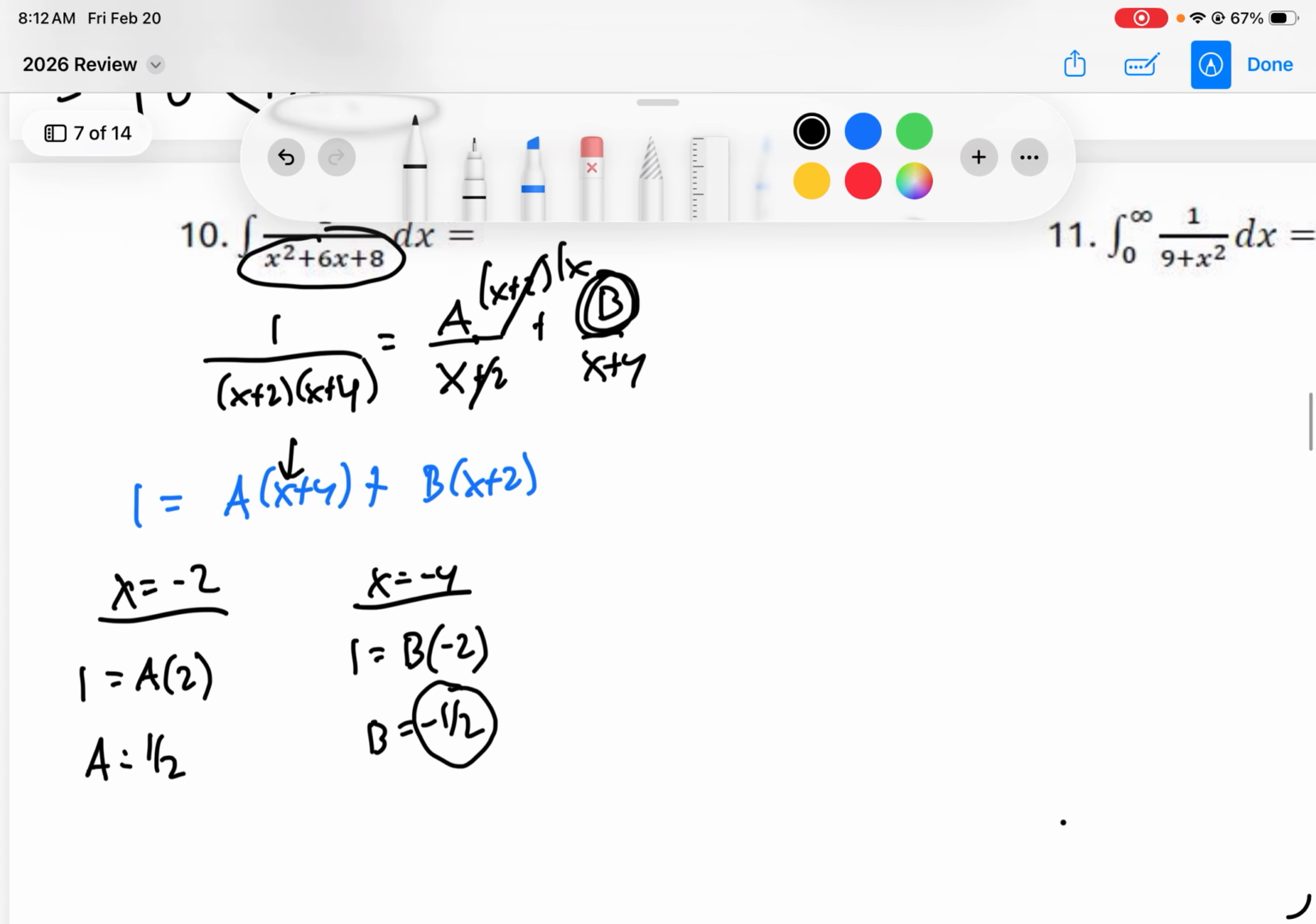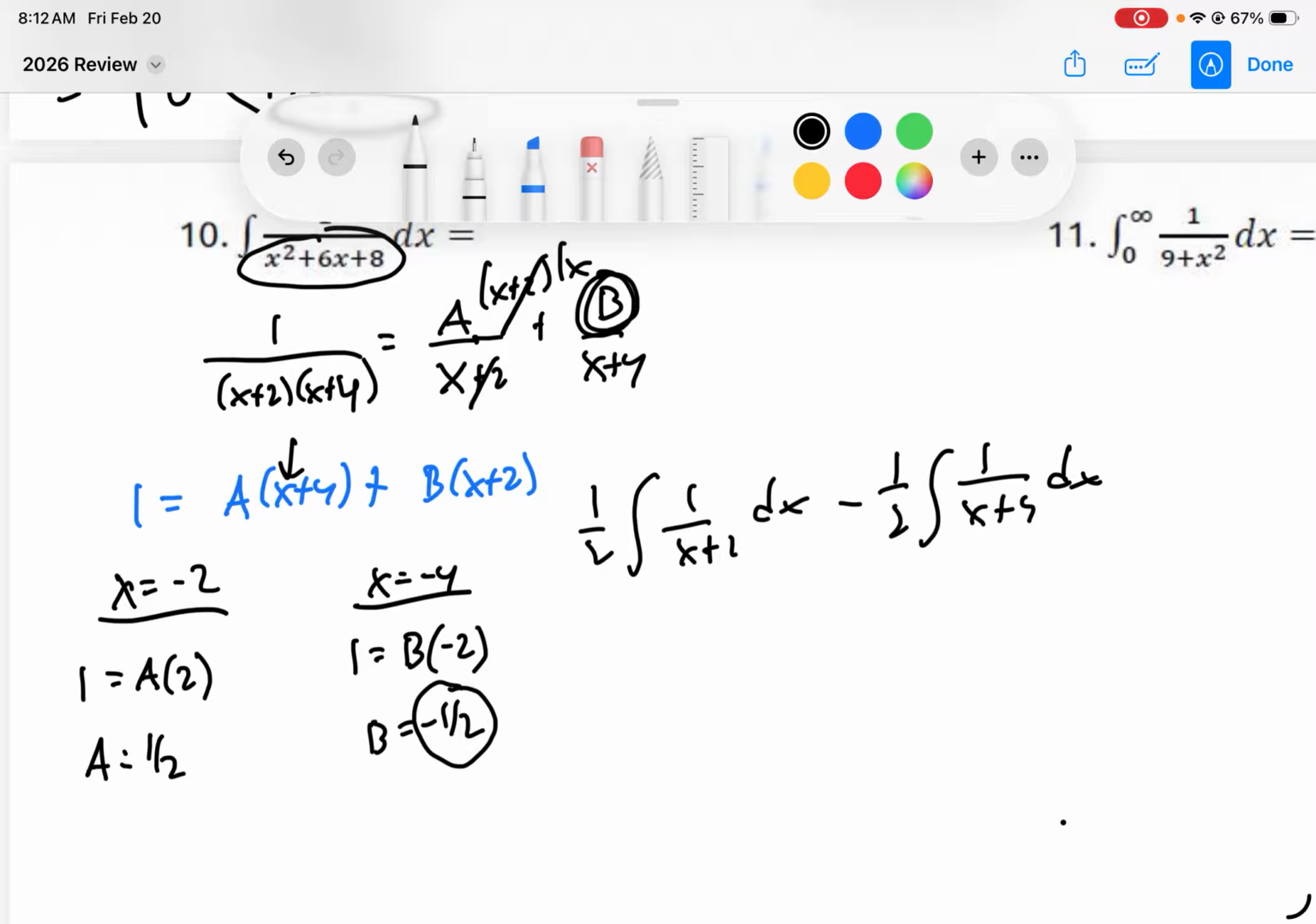Okay, so this would be equal to the integral of the a number, which is 1/2 over x plus 2 dx. I'm going to put the 1/2 out in front, just a 1 here. And the b number is negative, so it'd be -1/2, 1 over x plus 4 dx.